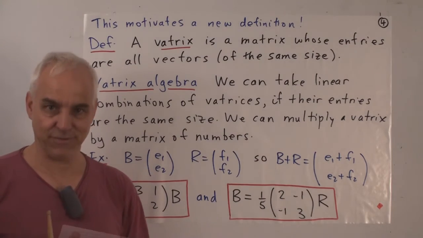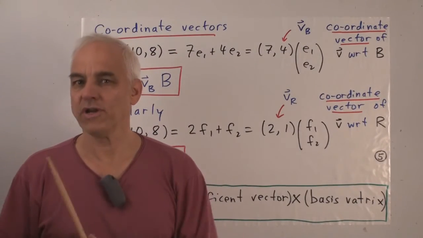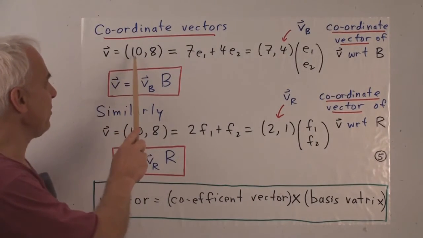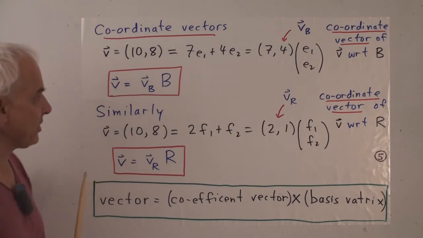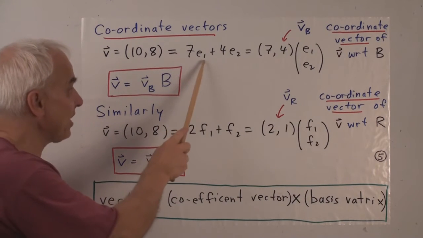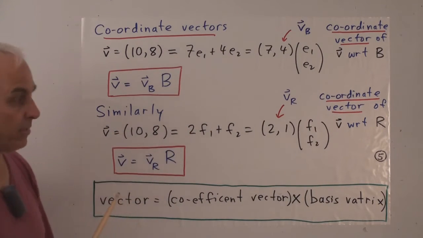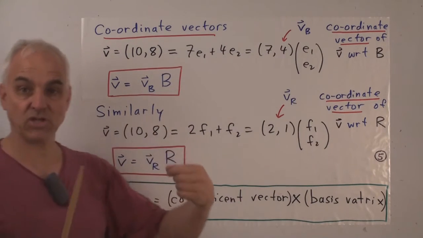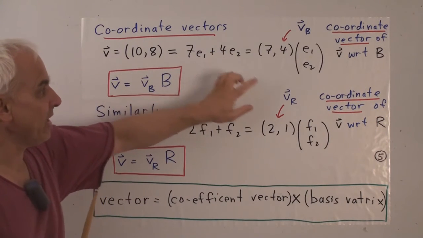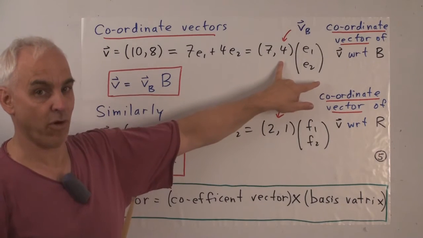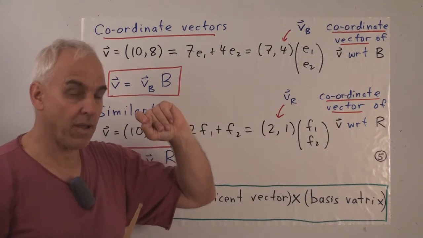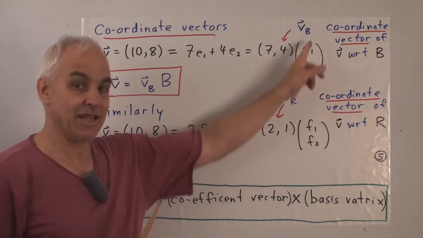This is very useful. So now let's talk about coordinate vectors. We're going to stick with Bob and Rachel here, and with this vector v, which we said was 10, 8. We saw that we could express it in terms of Bob's basis vectors E1, E2 as the combination 7 times E1 plus 4 times E2. I remind you that E1 and E2 in this equation are vectors. Now we can express this linear combination in matrix form. We can rewrite this as the vector 7, 4 multiplied by the matrix E1, E2.